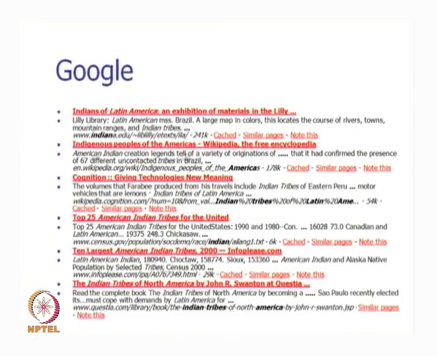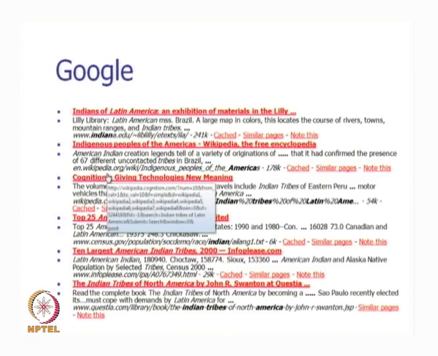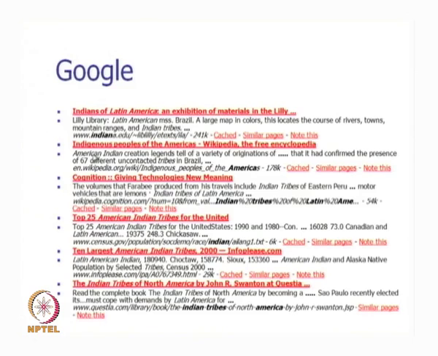Indigenous people of Americas, this is from Wikipedia, it is a Wikipedia document, and here is a small snippet of information which gives a glimpse of what is there to come inside the URL itself. So, American Indian creation legends tell of a variety of originations, and it had confirmed the presence of 67 different uncontacted tribes in Brazil. So, this seems to be relevant to the query. The first document which was retrieved was not really relevant.